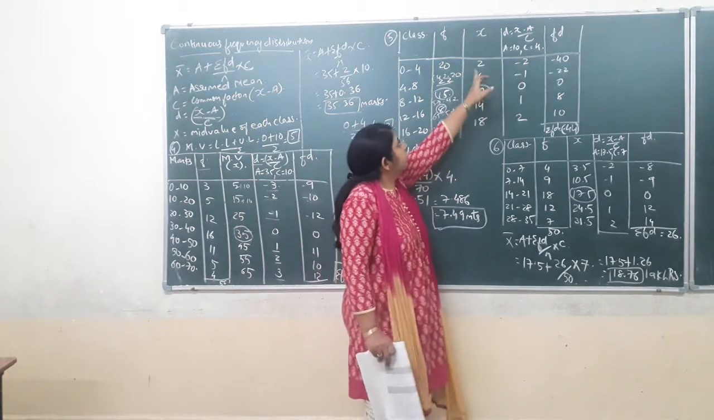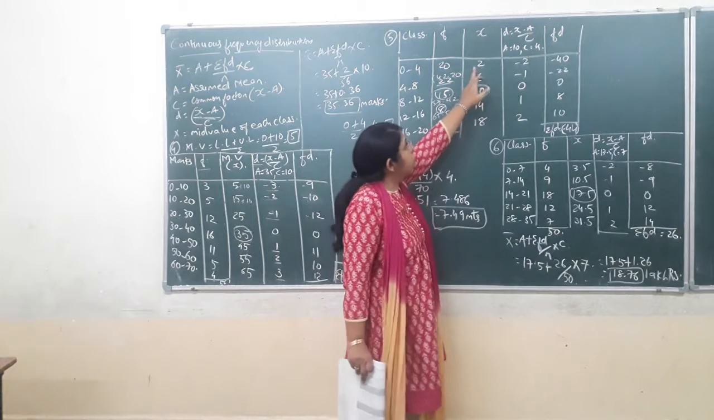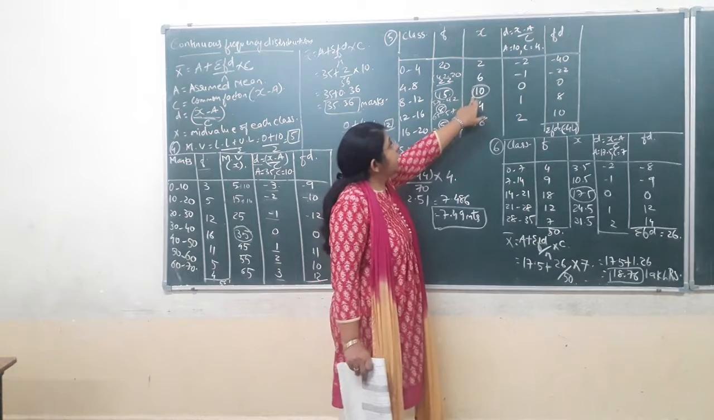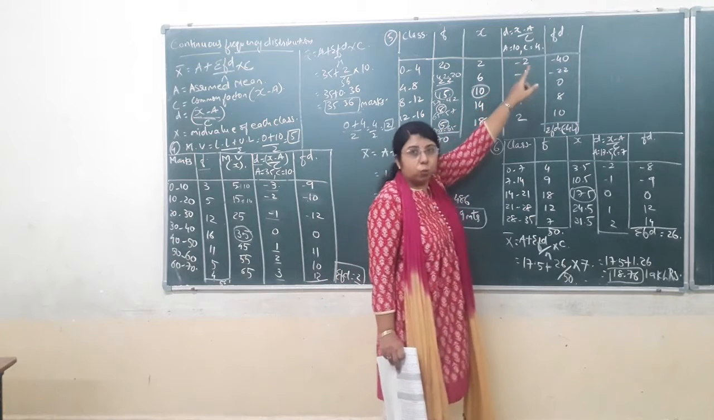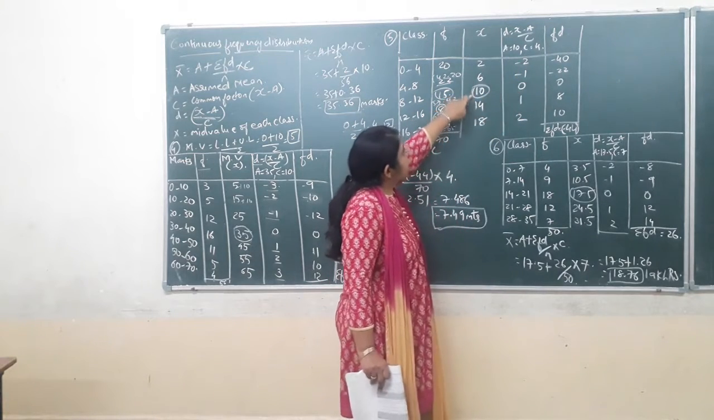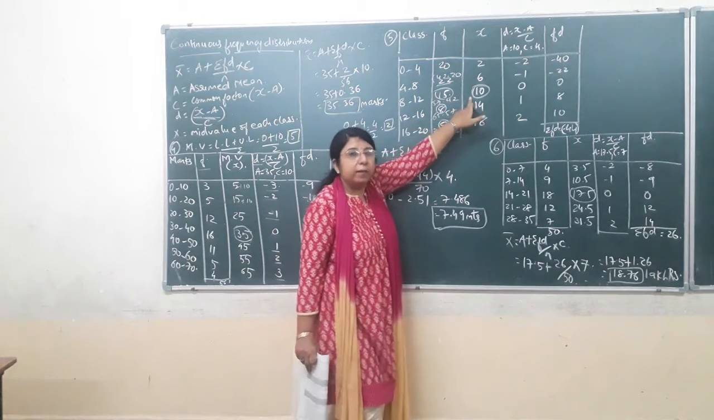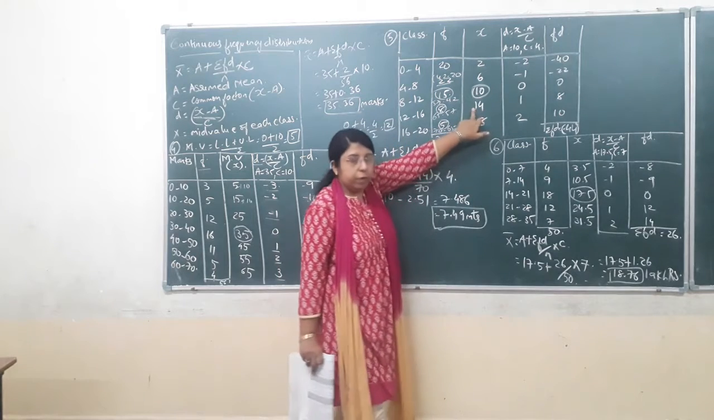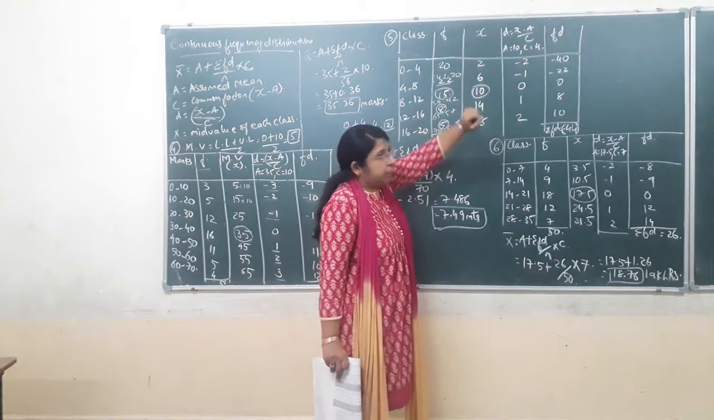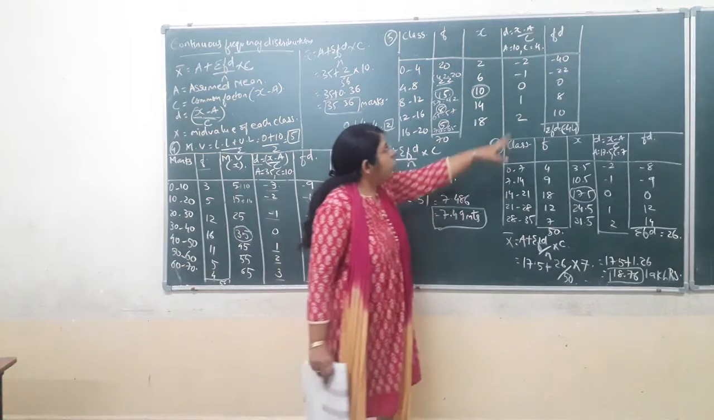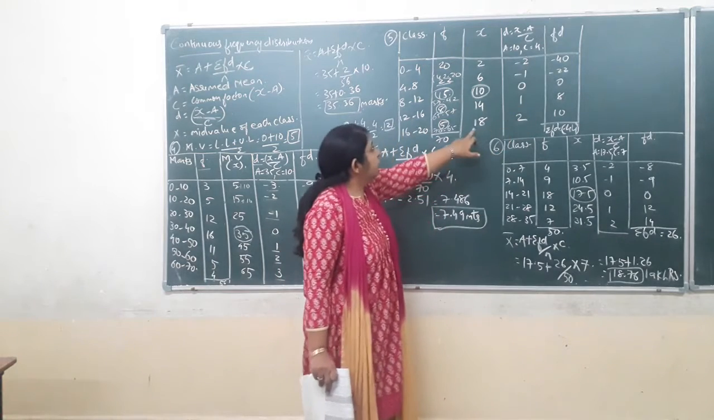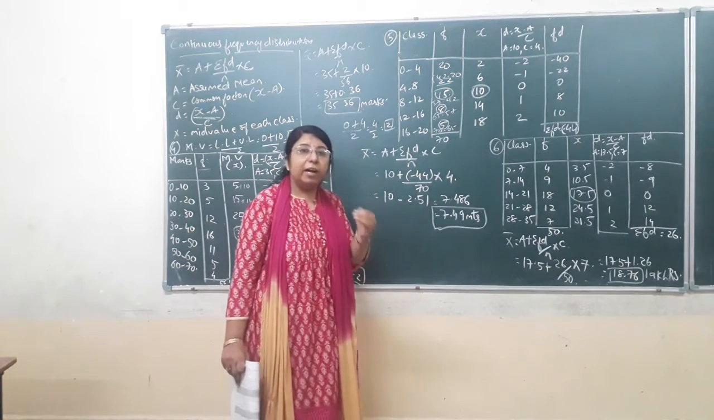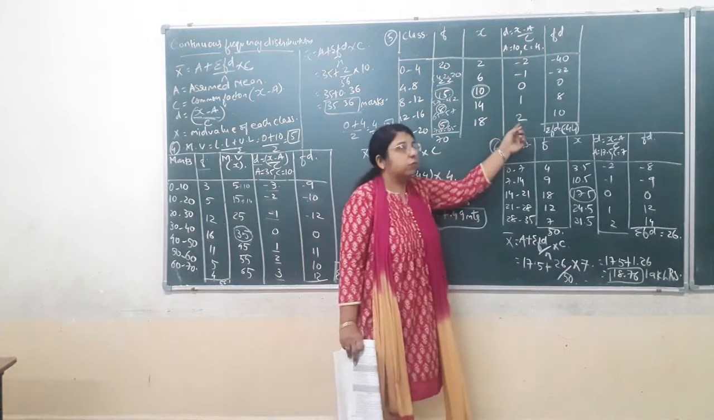Here you can see the first value of x is 2. So 2 minus 10 will come to minus 8. Minus 8 divided by 4 will come to minus 2. Then 6 minus 10 is minus 4. Minus 4 divided by 4 is minus 1. Then 10 gives 0. Next one is 14. 14 minus 10 comes to 4. 4 divided by 4 comes to 1. Next one is 18. 18 minus 10 comes to 8. 8 divided by 4 comes to positive 2.